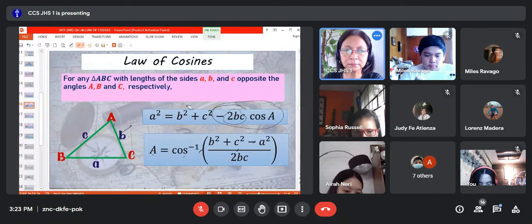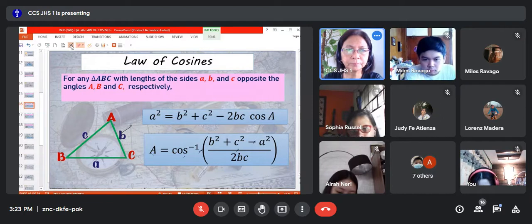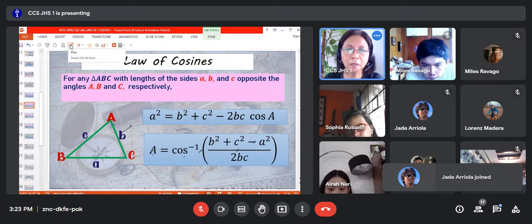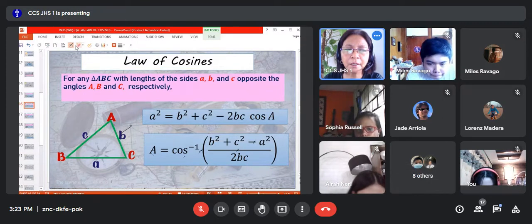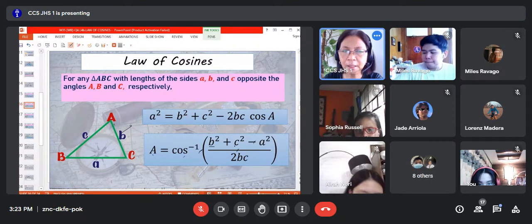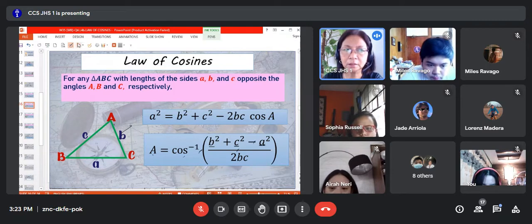Let me erase this one first, class. This formula for angle A is derived from the first formula. When are you going to use this formula? If all the given are all the sides: length B, length C, and length A are given. All you have to do is solve for the angle. You can solve for angle A, angle B, or angle C.